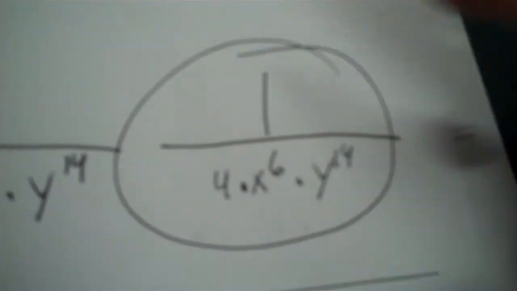If you have a negative on bottom, it switches to the top. And that one, that's 4. So on the bottom now we have 4 times x to the 6 times y to the 14th. Now if the top's empty, you cover it with a 1. Okay, you need a numerator to go with your denominator.